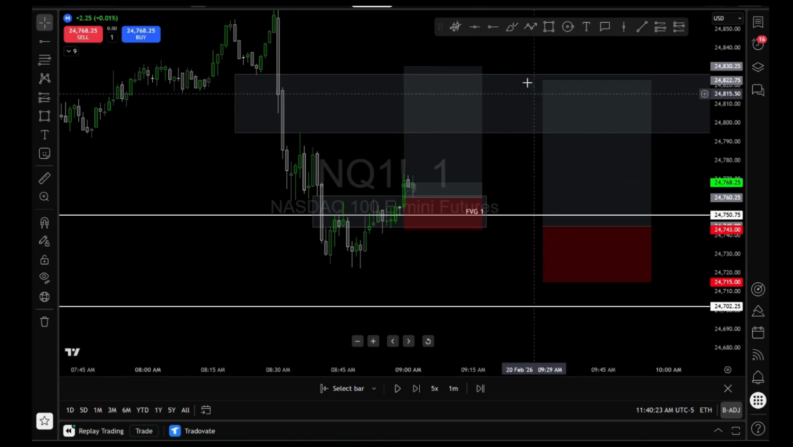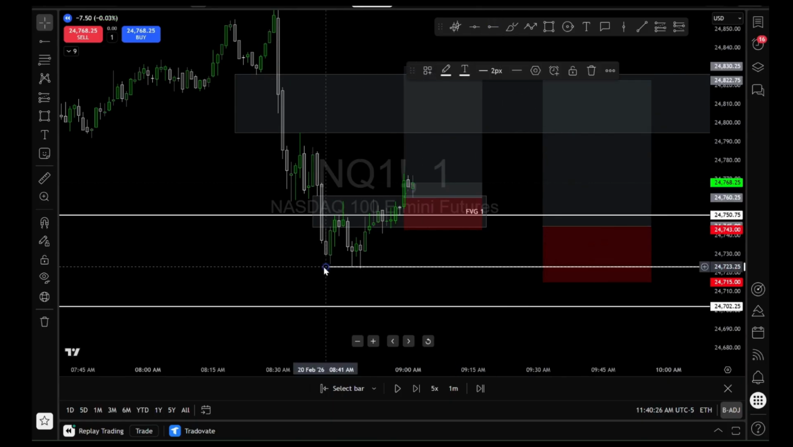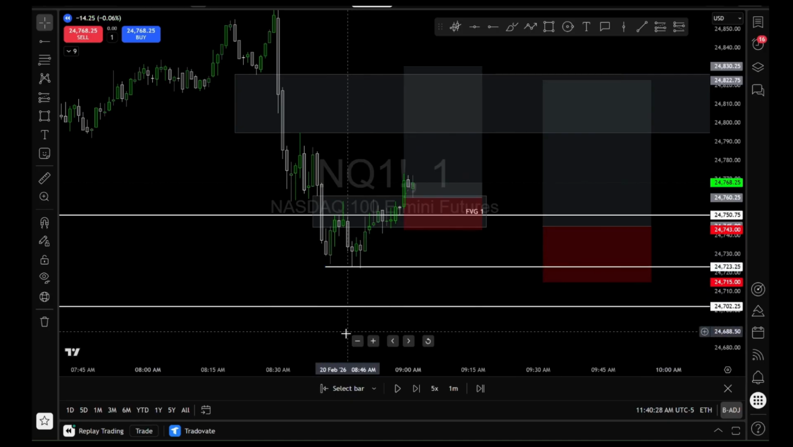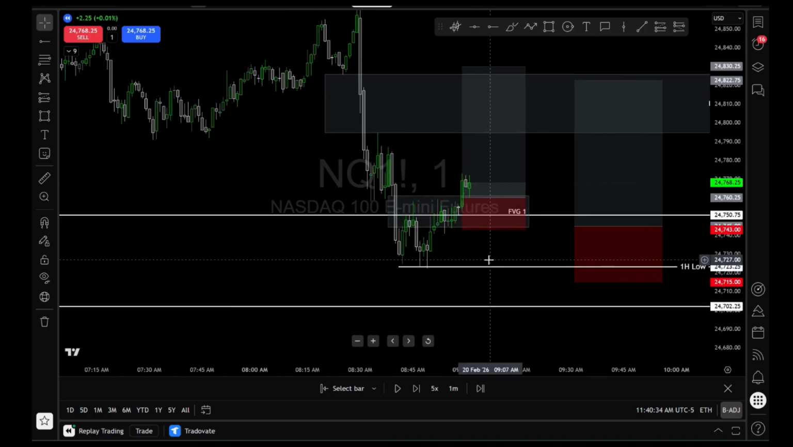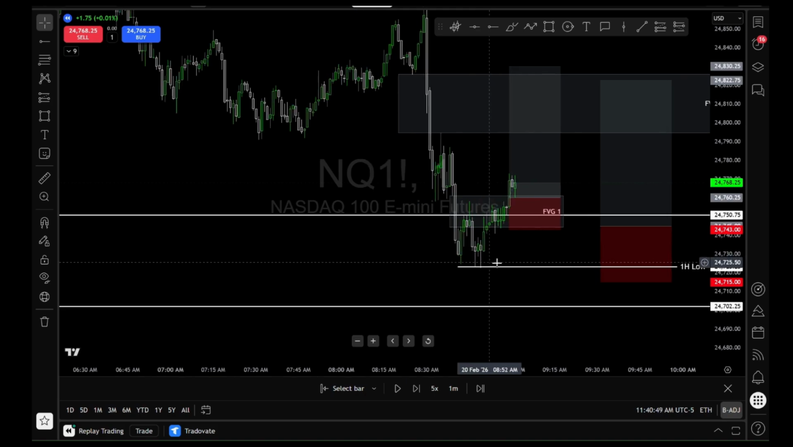Second reason, we are at a 1 hour low. So we'll go ahead and mark these 1 hour lows. Now, more of an A plus setup for me is to wait for either a 1 hour higher low to get swept, a 4 hour higher low to get swept, or a previous day high and low to get swept. Those are more A plus key levels.